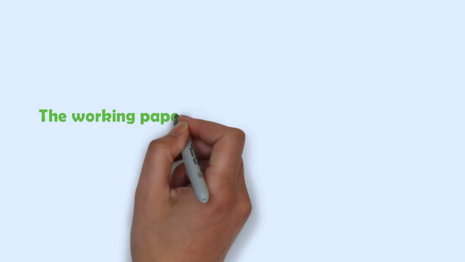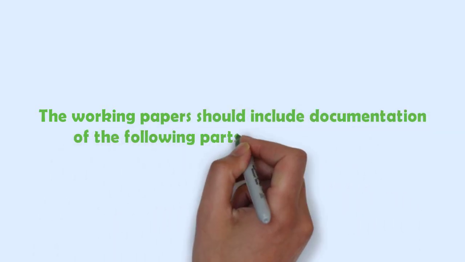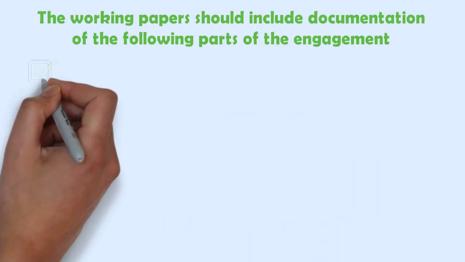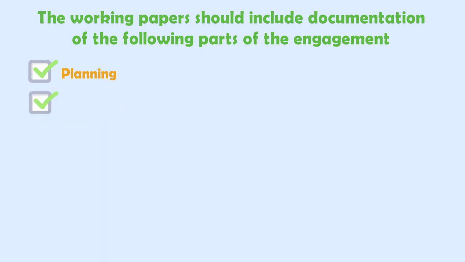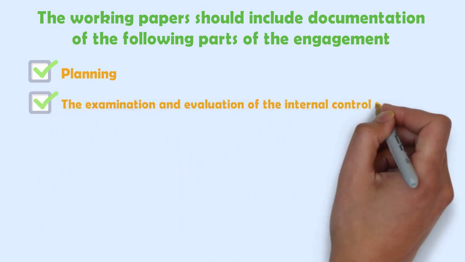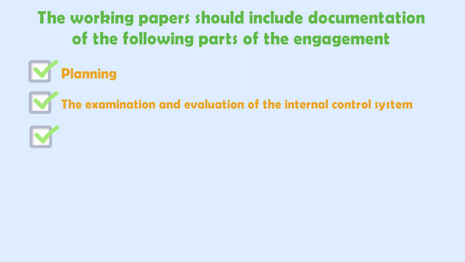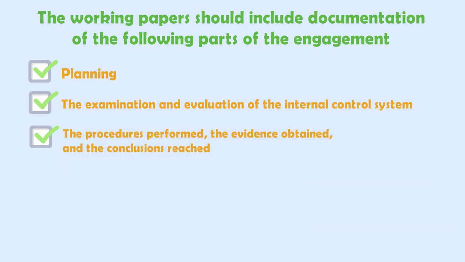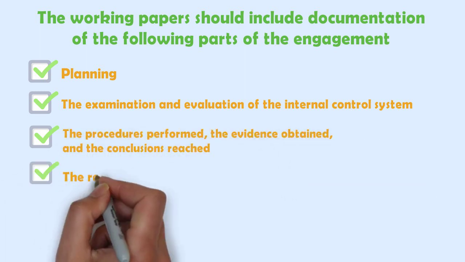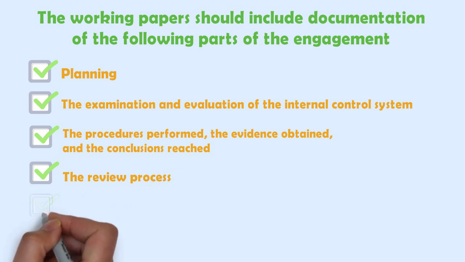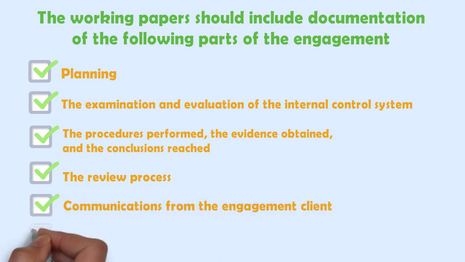What are the contents of working papers? The working paper should include documentation of the following parts of the engagement: planning, examination and evaluation of the internal control system, the procedures performed, evidence obtained, and the conclusions reached, the review process, communications from the engagement client, and any necessary follow up.